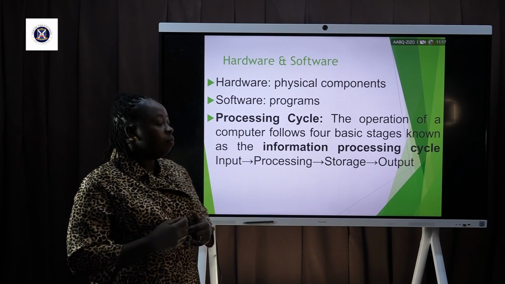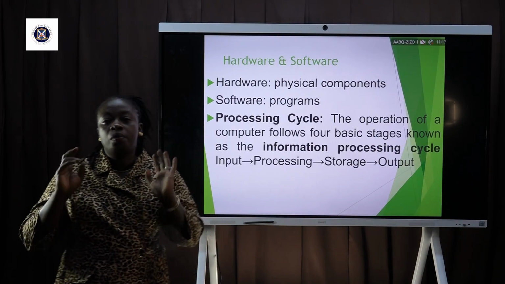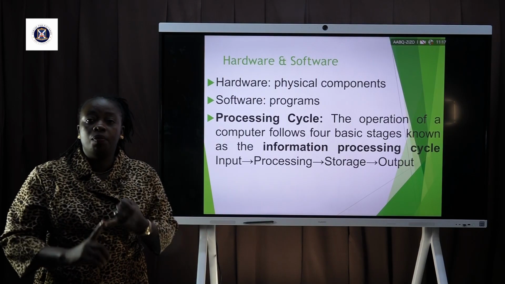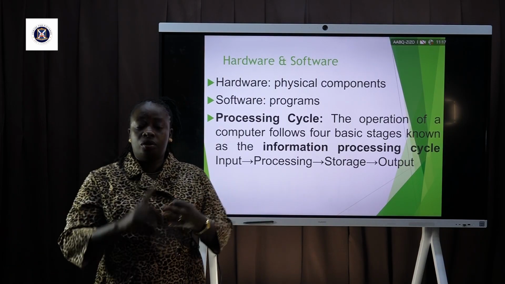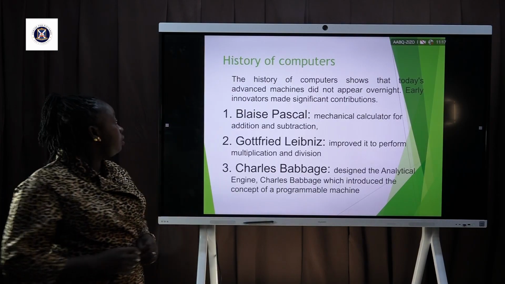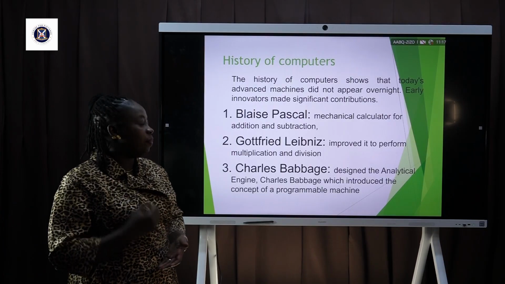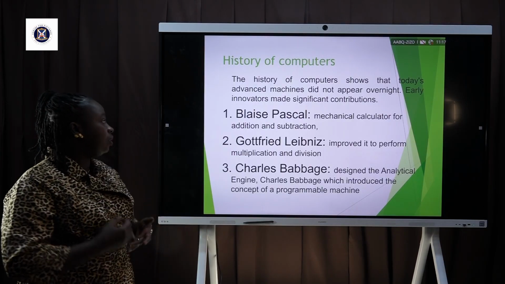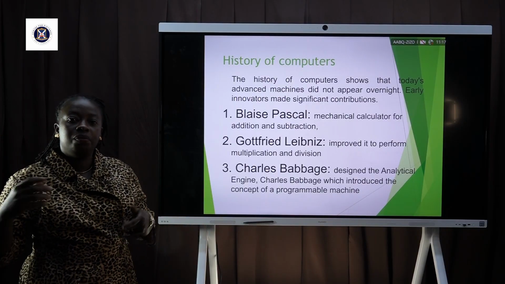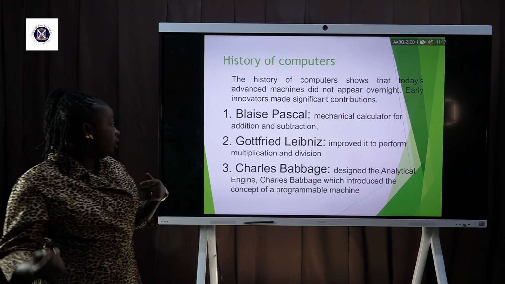The operation of a computer follows 4 basic stages known as the information processing cycle. The 4 stages include the input, the process, the storage, and the outputs. The history of computers shows that today's advanced machines do not appear overnight. Early inventors had made significant innovation. As far back as 500 BC, the use of tally stick, the use of abacus was in use.